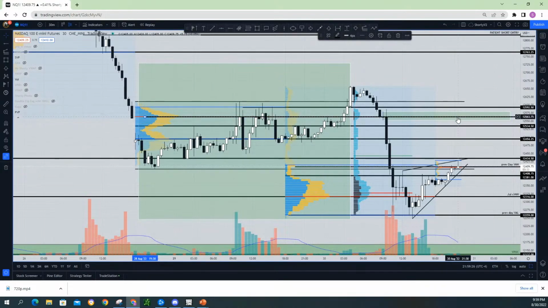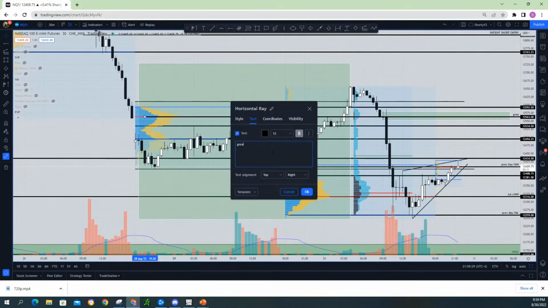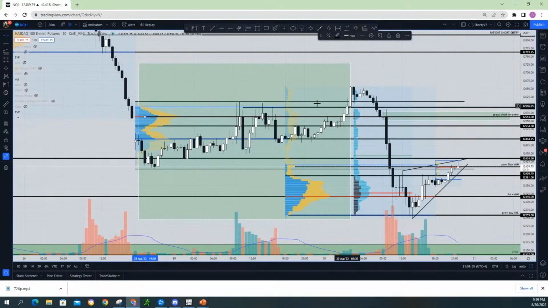So this would be the area. This would be a great short re-entry on this guy. And when I say that, I don't mean it for swings because I'm looking only on 2 days, guys. I cannot swing off of 2 days.